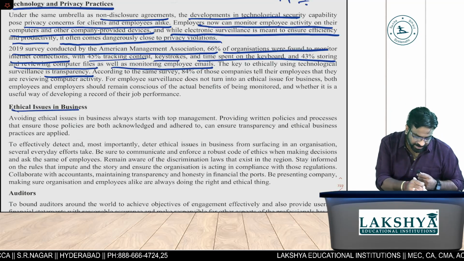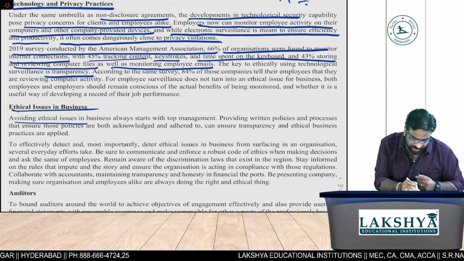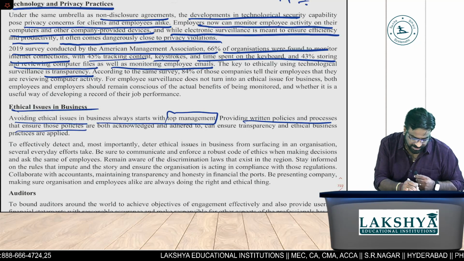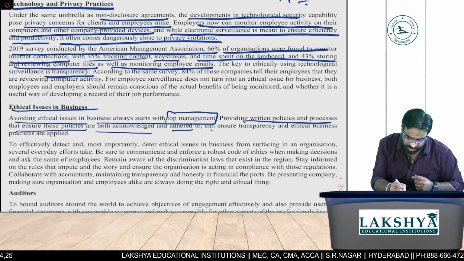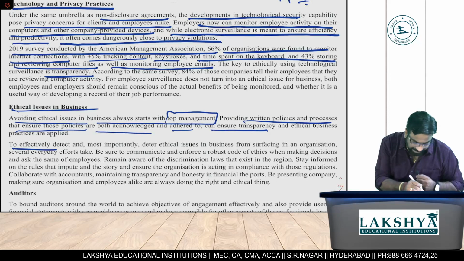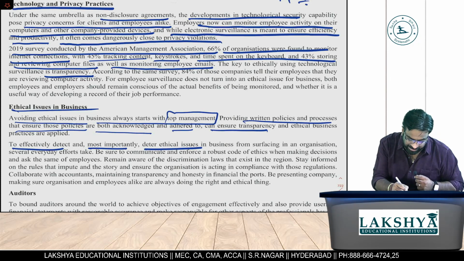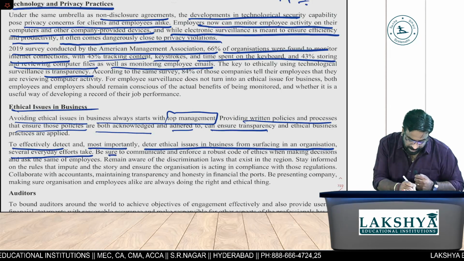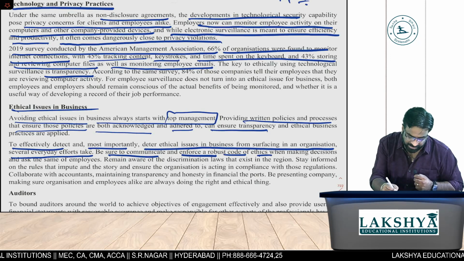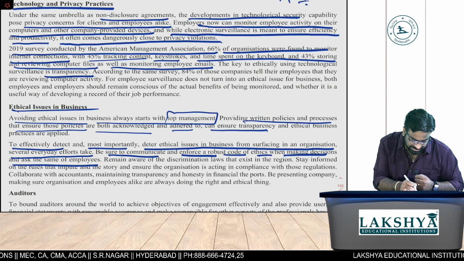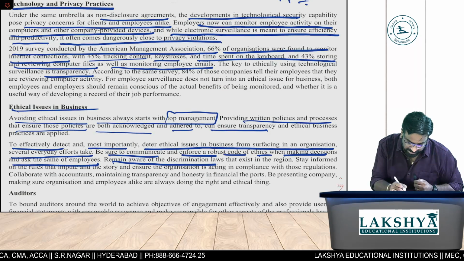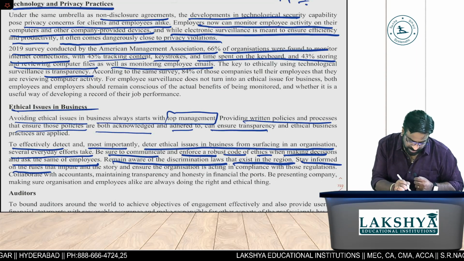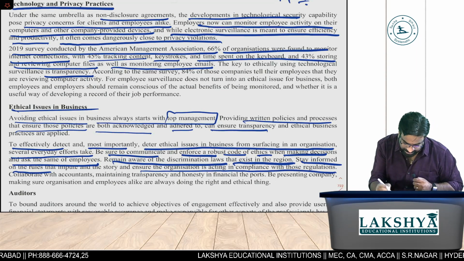Next point, ethical issues in what? Business. Avoiding ethical issues in business always starts with the what? Top management. Providing written policies and procedures that ensure those policies are both acknowledged and adhered to can ensure transparency. To effectively detect and, most importantly, deter ethical issues in business from surfacing in an organization, several everyday efforts are needed. Be sure to communicate and enforce a robust code of ethics, and ask the same of the what? Employees. Remain aware of the discrimination laws that exist in the region. Stay informed on the rules and ensure the organization is acting in compliance with those regulations.